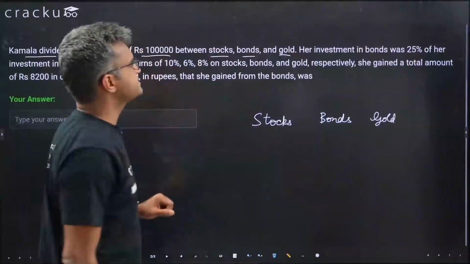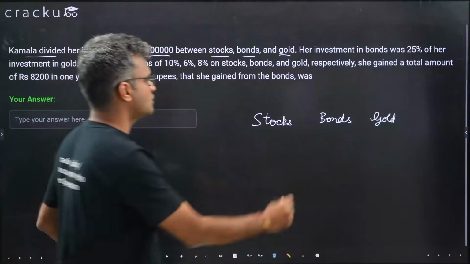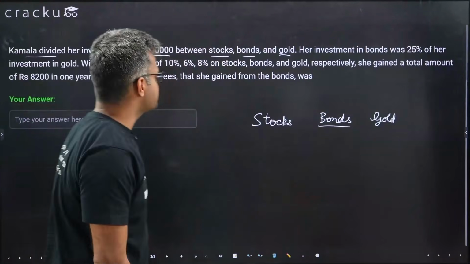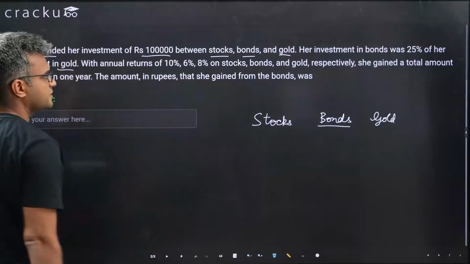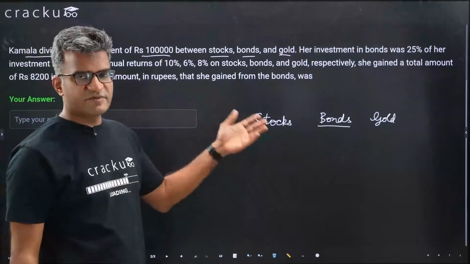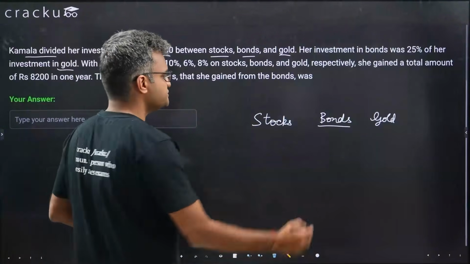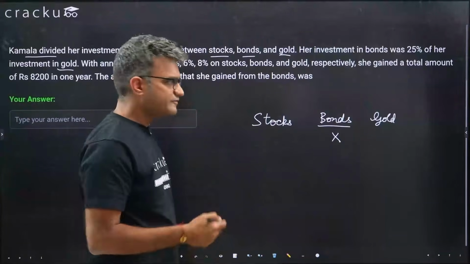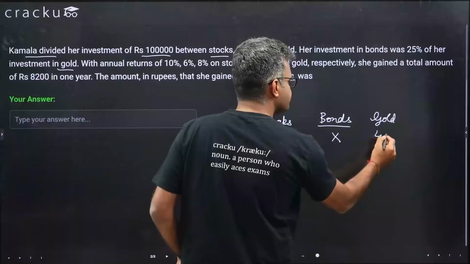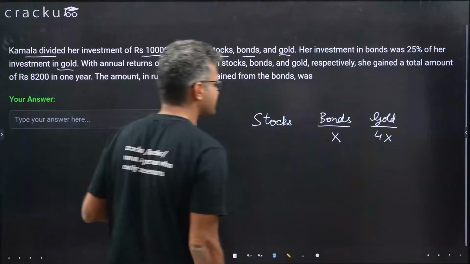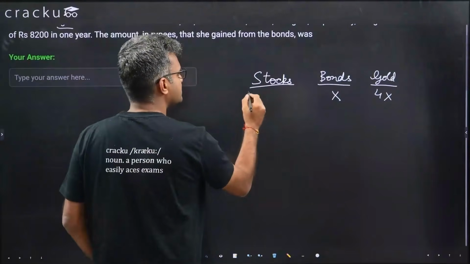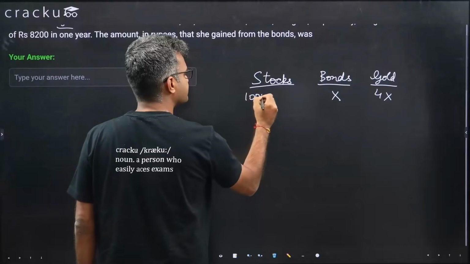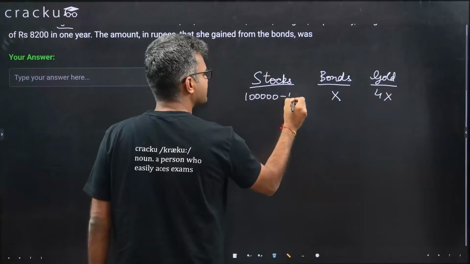This was distributed such that her investment in bonds is 25% of her investment in gold. So if her investment in bonds is X, her investment in gold will be 4 times that, which is 4x. And therefore her investment in stocks will be the remaining amount, which is 1 lakh minus 5x.